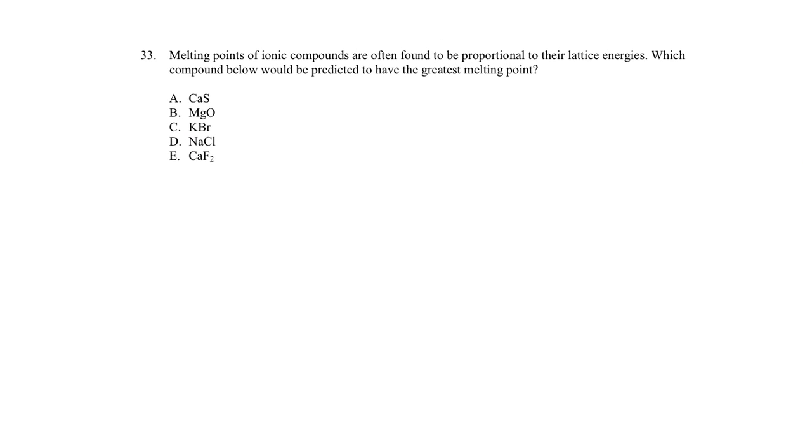Melting points for ionic compounds are often found to be proportional to their lattice energies. Which compound below would be predicted to have the highest melting point? So the highest melting point wants the highest lattice energy. And so our lattice energy 2 plus, 2 minus are going to be the highest for A and B, plus 1 minus 1 for C, plus 1 minus 1 for D, plus 2 minus 1 for E. So magnitudes of charge are highest for A and B, and then MgO has smaller ions than CaS. So being smaller is better for a greater amount of energy to separate those ions, greater energy, higher melting point. So MgO presumably would have a higher melting point than CaS.